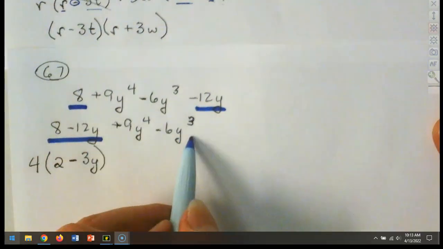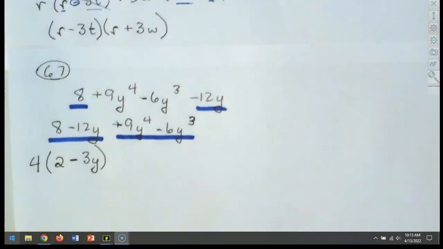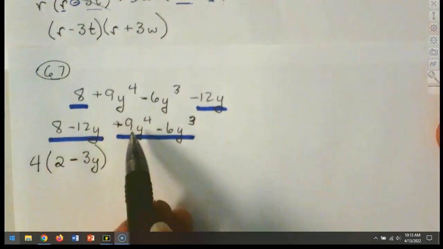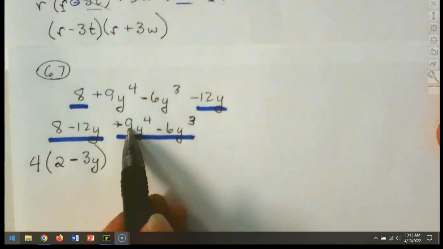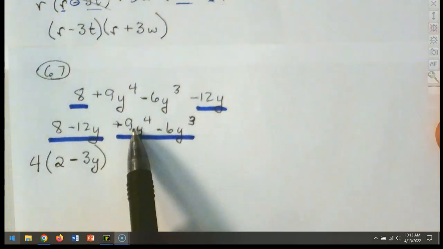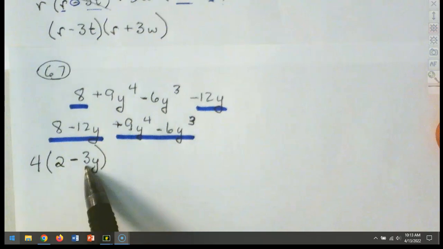What can we factor out of the next two pieces? Now, a 9 and a 6, right? They have a 3 in common, but we have to be very, very careful. If I factor out a positive 3, that's going to leave me with the positive 3 here, but this 3 is what? Negative. See how they're different?